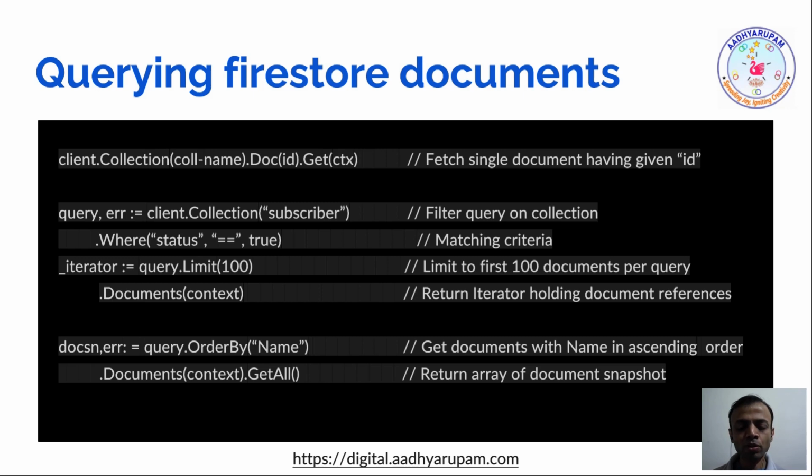Order by query is supported by every indexed field in Firestore. Firestore maintains ascending and descending order indexes for every field by default.